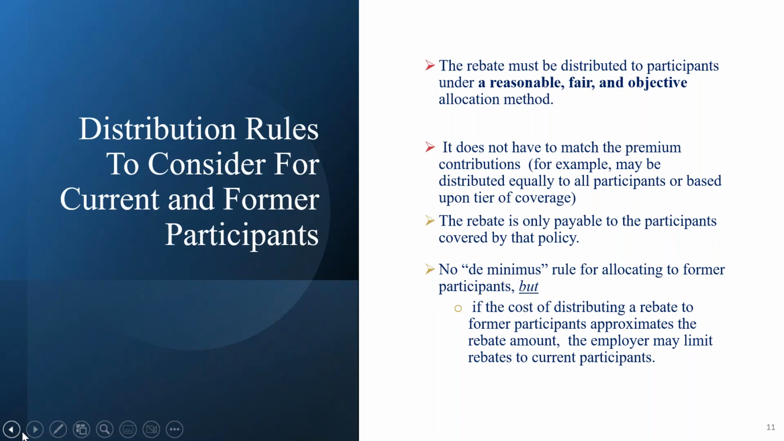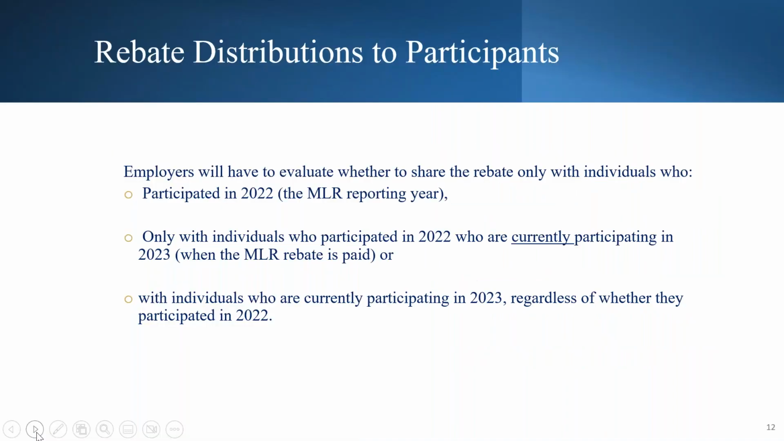However, you do have some cases, and every rebate is different. Especially if you have a small plan and I can identify who they are and they paid more for dependent coverage, then you can make that calculation. So you'll think to yourself, do you want to share the rebate only with people who participated in 2022? Do you want to share it with people who participated in 2022, but who are still participating in 2023? Or do you want to share it with people that are currently participating, regardless of whether they participated last year? And that last one seems like the strangest thing because it's supposed to be a rebate for the prior year, but it is permissible to give it to individuals who are currently participating this year, even if they didn't participate in the MLR reporting year.